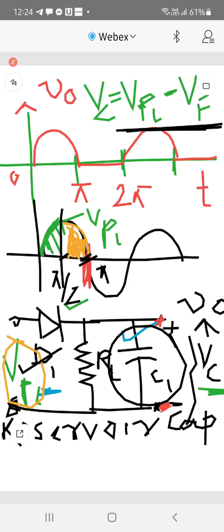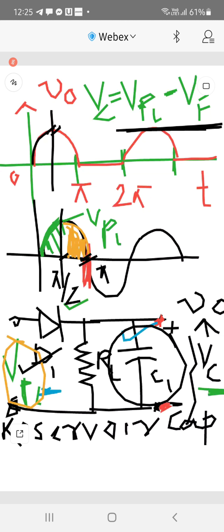Okay. Now look at the output waveform. Till the voltage across the diode, the voltage coming as input to the diode, that means in the range 0 to pi, this is the output waveform. I have redrawn it in black over the red graph on top.